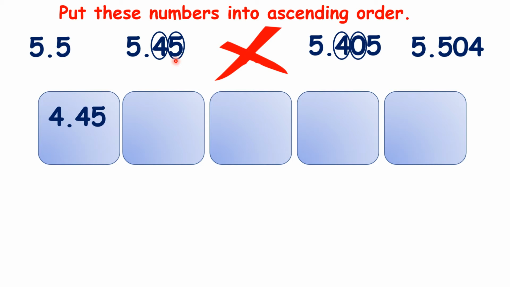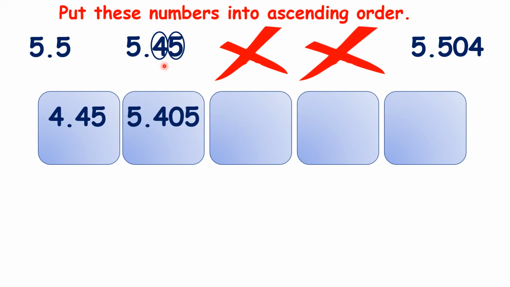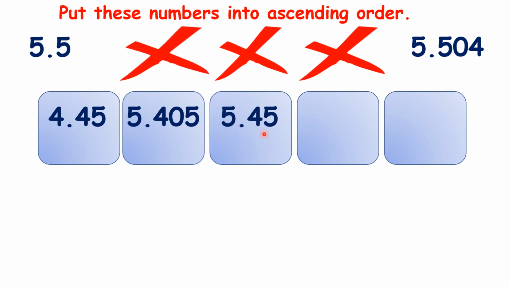To do that, because they both have 5 units and 4 tenths, we need to look at the next place value column along. Here we have 5 hundredths, but here we don't have any. We do have 5 thousandths, but thousandths are 10 times smaller than hundredths, so that doesn't matter. We know that this number with 0 hundredths, 5.405, is our smallest, and then 5.45 is next, because these two numbers we have left both have 5 tenths.